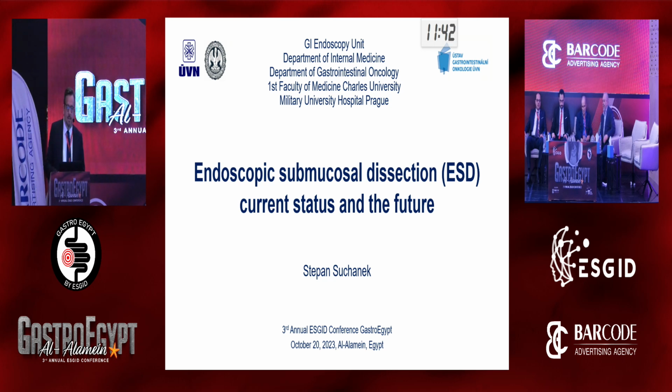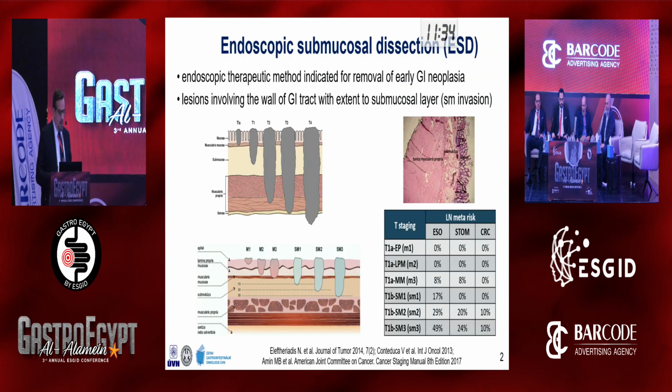My topic for today is endoscopic submucosal dissection, or ESD, and what is the current status and the future. ESD is indicated for removal of early GI neoplasia. It means removal of lesions involving the wall of the GI tract with the maximum extent to submucosa. So there is SM invasion, and for us the SM1 invasion is important, because this is the line of curative resection, as you can see on the right side.